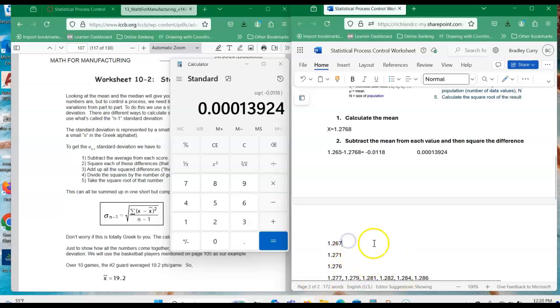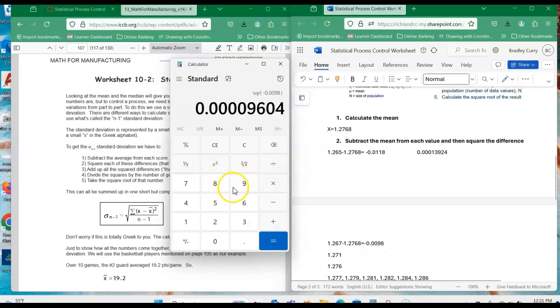All right, so here's 1.267 minus the 1.2768 equals, so let's go ahead and figure this out. 1.267 minus 1.2768 equals, so this is going to be negative 0.0098. So I'll tab it over a little bit here for this one.